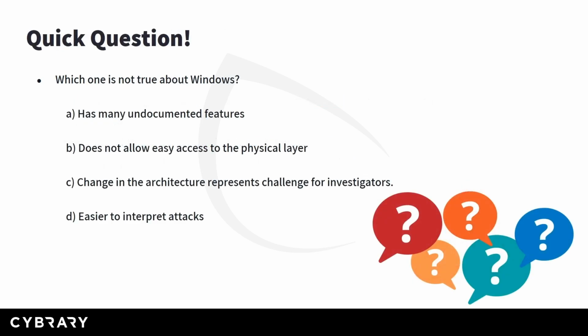Okay, here's a quick question for you. Which one is not true about Windows? Do you think A, it has many undocumented features, or B, it does not allow easy access to the physical layer, or maybe C, a change in architecture represents a challenge for investigators, or D, it is easier to interpret attacks? If you say D, you are correct. The changes in the architecture and different versions of Windows make it harder to interpret attacks.